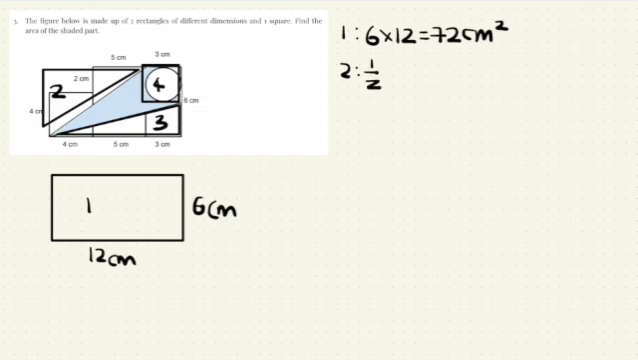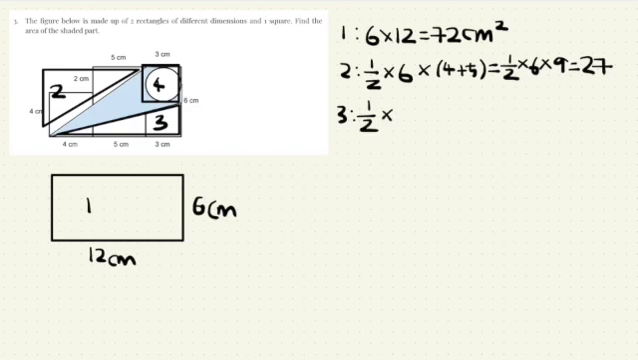So half times height, which is 6, times base. Base will be this part. This part will be 4 plus 5. So it will be equal to half times 6 times 9, and this will give us 27. Number 3 is also a triangle, so half times height, here is 3. Why here is 3? Because here is 3. So we split this into 2 squares. That's why we know this is 3.